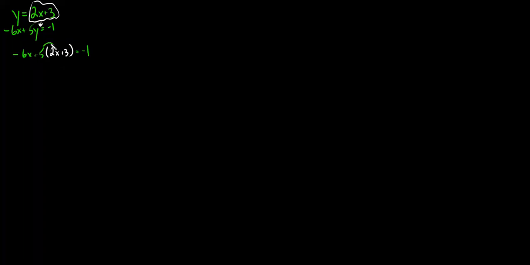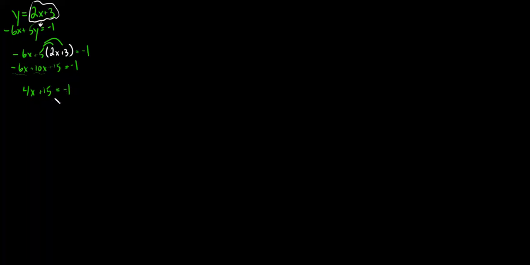I can distribute this 5 to that quantity of 2x plus 3. So I'm going to have negative 6x plus 10x plus 15 is equal to negative 1. That's a bad equal sign, but whatever. Now I have like terms on this side, so I can go ahead and combine those. Negative 6x plus 10x is going to get me 4x. So I'm going to have 4x plus 15 is equal to negative 1. That's a nice equal sign.